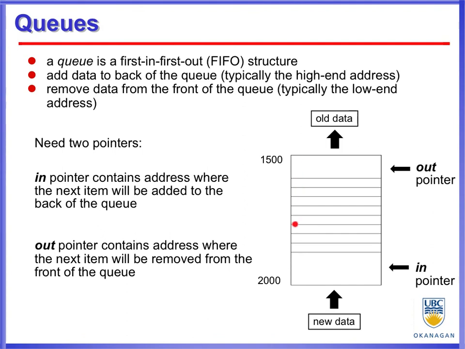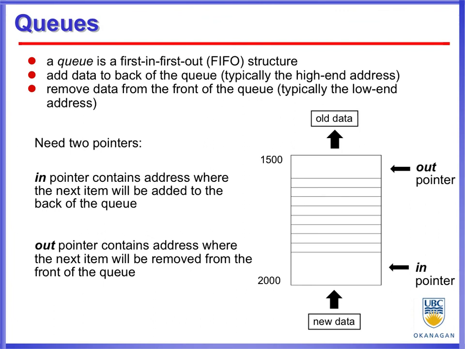So if we have a block of memory from address 1500 to 2000, this would be our queue, okay? So when we add data to our queue, we would add it to the back of the queue, which is at a higher address, okay? And we would take data off the front of the queue. So obviously, as data is taken off the front of the queue, everybody moves up, right? Until finally, the first one in is the first one out.